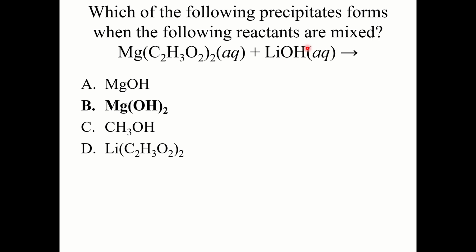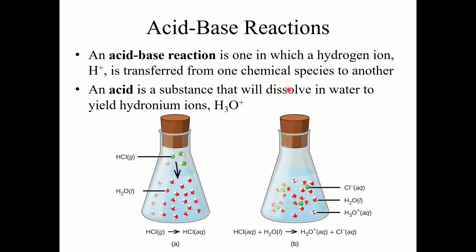So you put the outside ions together, the inside ions together. Lithium would go with acetate and it would form lithium acetate, LiC2H3O2. Then magnesium would go with hydroxide. Magnesium is +2, hydroxide is -1, so that would be Mg(OH)2. When you look at the solubility rules, lithium acetate is going to be soluble, magnesium hydroxide is going to be insoluble. So this is the precipitate that forms.